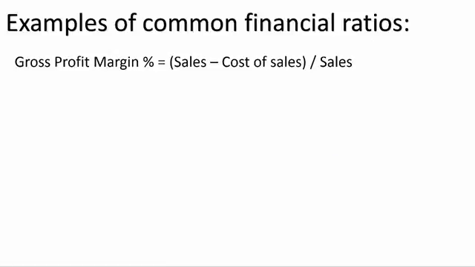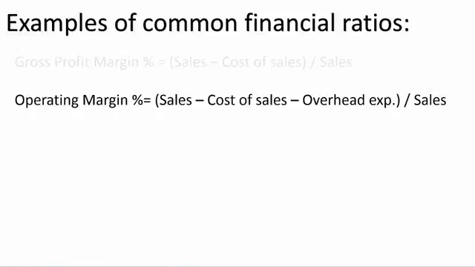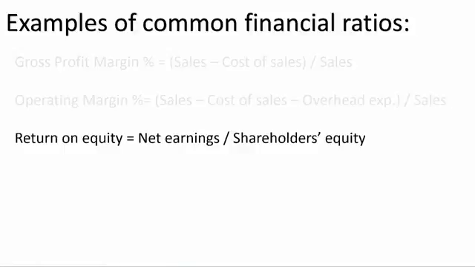Consider these common examples of financial ratios. Gross profit margin, which is the amount of profit you generate on the sale of each unit of inventory, divided by sales, and expressed as a percentage. Operating margin, which is the amount of profit you generate after paying all of your overhead, divided by your sales, and expressed as a percentage. Return on equity, which is the net income divided by the balance of shareholders' equity, expressed as a percentage.